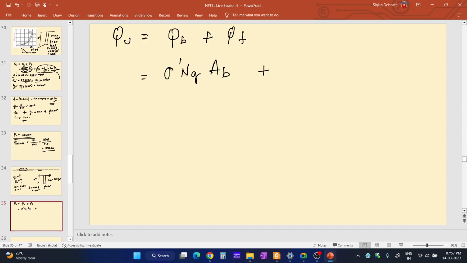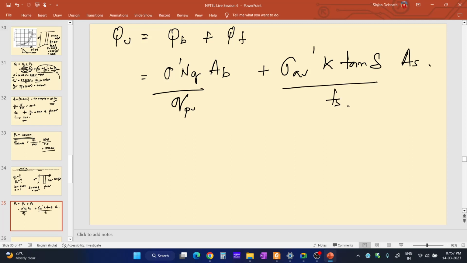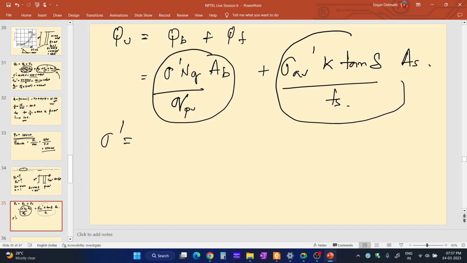So QF, what is QF? QF is Fs into As. What is Fs? Fs is sigma AV dash, that is the average effective overburden pressure, into K into tan delta into As. So this one is QPU, this one is Fs. So what is sigma dash? This one is for end bearing resistance, this one is for skin friction resistance.